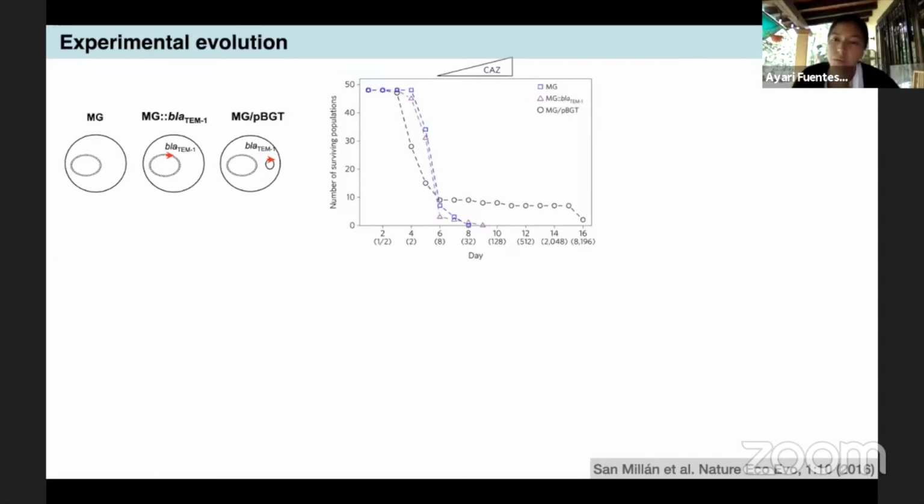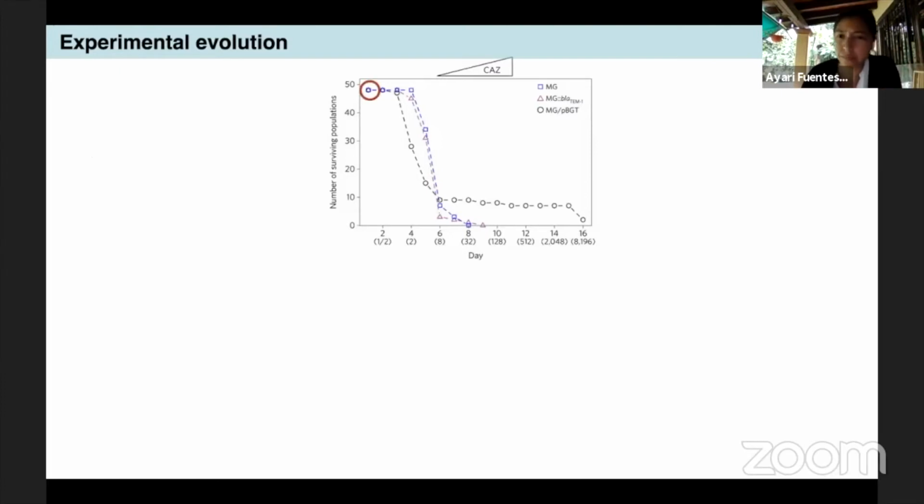It is going to be 8,196 times more resistant than at the beginning. But it is also interesting that the number of populations surviving decreased a lot, which means that maybe the plasmid is very costly, although it conferred a lot of resistance.